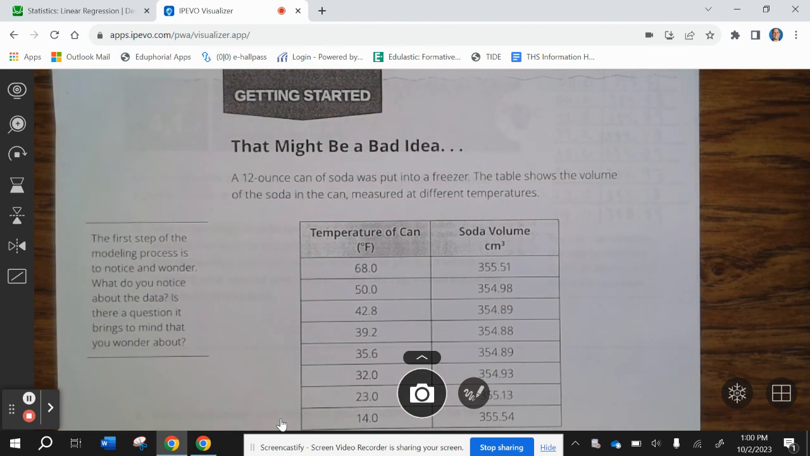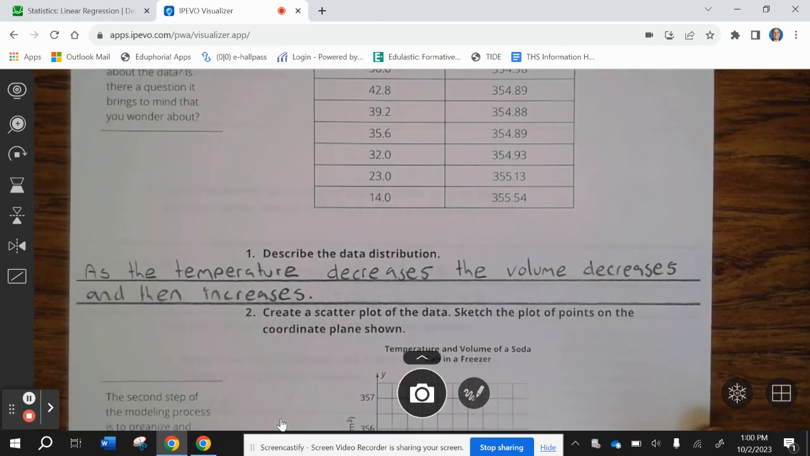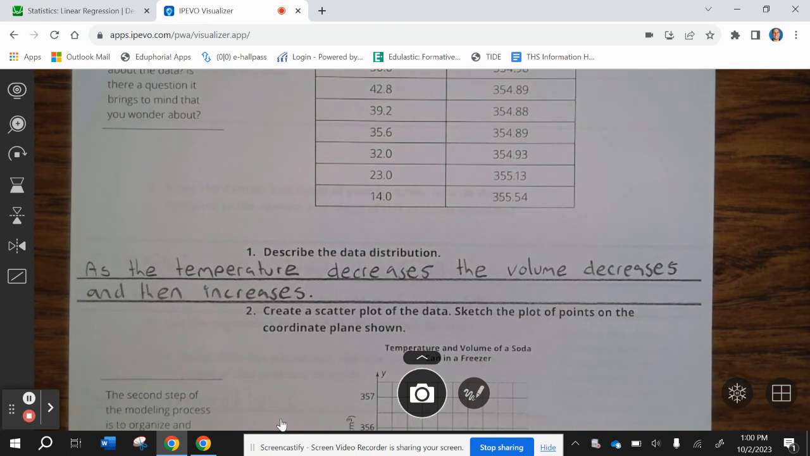Getting started, that might be a bad idea. A 12-ounce can of soda was put into a freezer. The table shows the volume of the soda in the can measured at different temperatures. Describe the data distribution. As the temperature increases, the volume decreases and then increases.